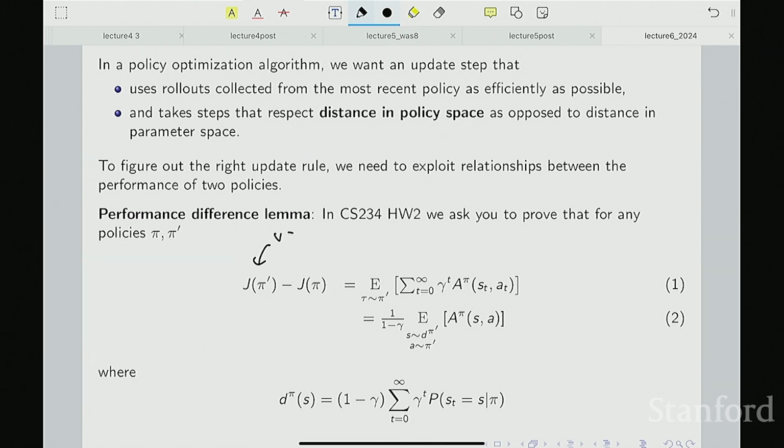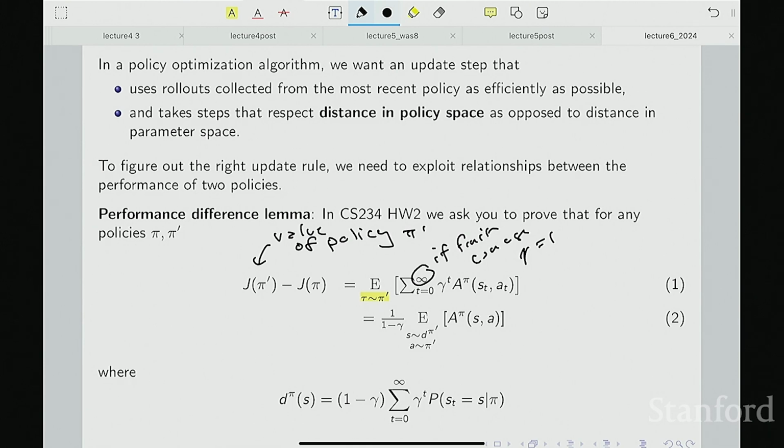This is the value of one policy, policy pi prime. I'm just using J here, but you can think of this as just V. So what is that equal to? That is equal to the expectation over trajectories that are sampled using pi prime of, and if this is finite, we can use gamma equal to 1, we sum over the distribution of trajectories you could get if you followed policy pi prime, times the advantage under policy pi.